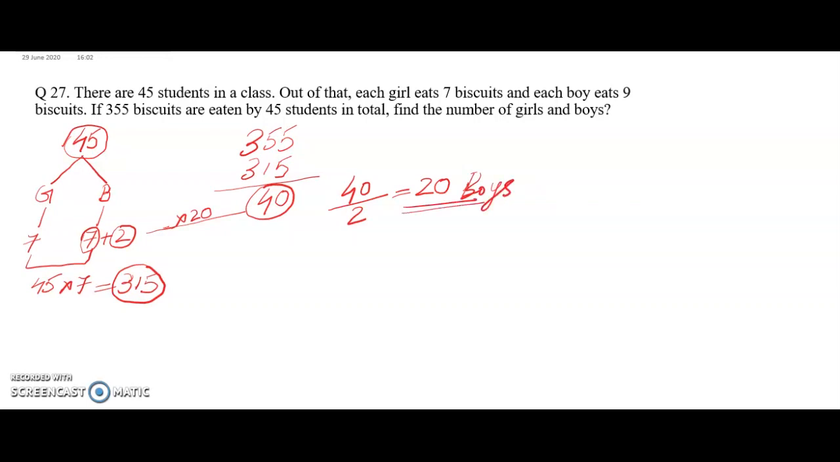And we also need to find the number of girls. Total number of students is 45. So girls will be 45 minus 20 is equal to 25. So this is our answer.